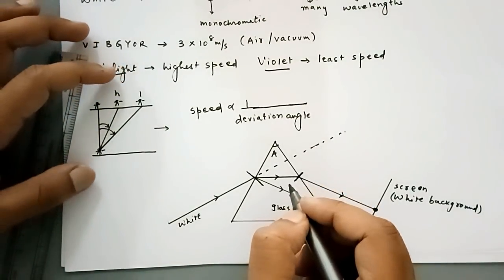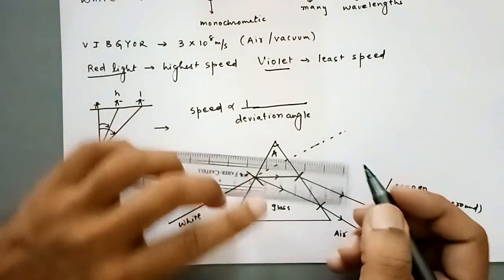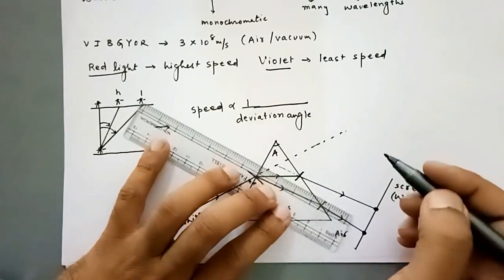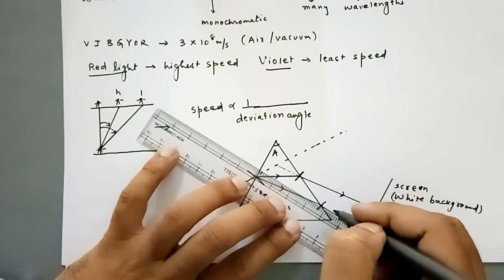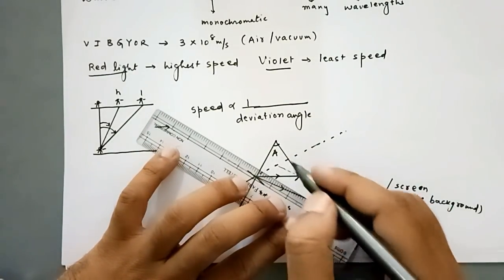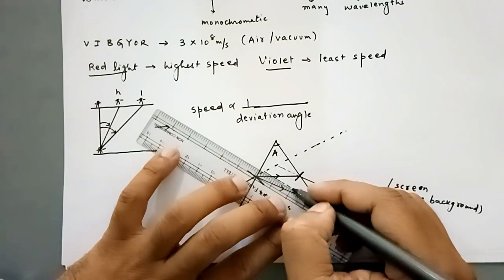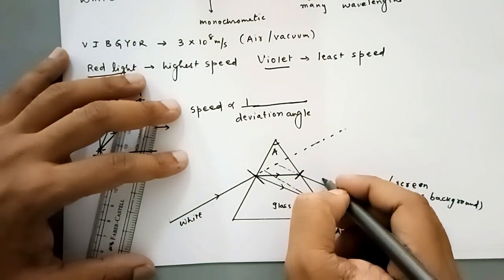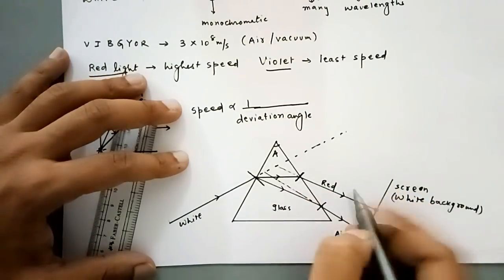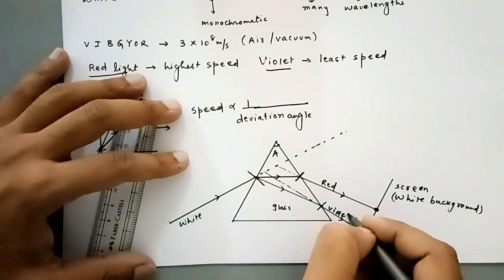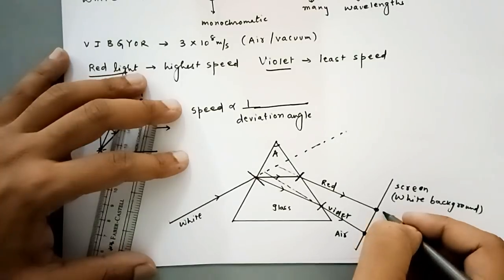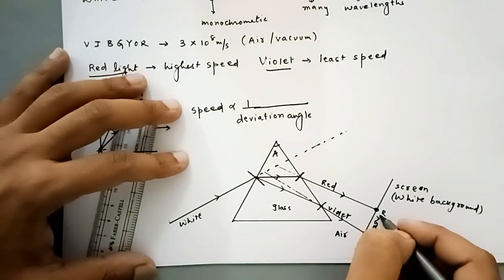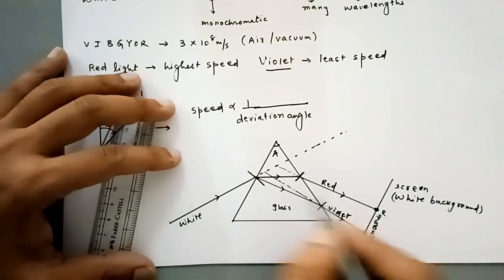Now which could be which color? So I would like to extend these 2 rays backwards, this and the emergent ray backwards. I find that this one is red and this one is violet. This is V, this is R, all 7 colors like this. Now why is it so?